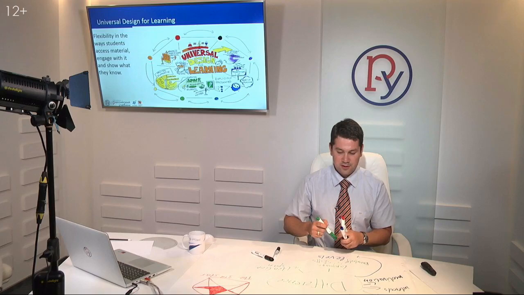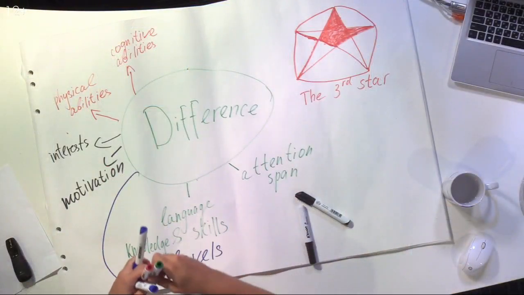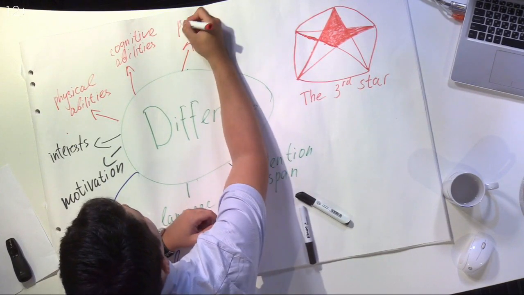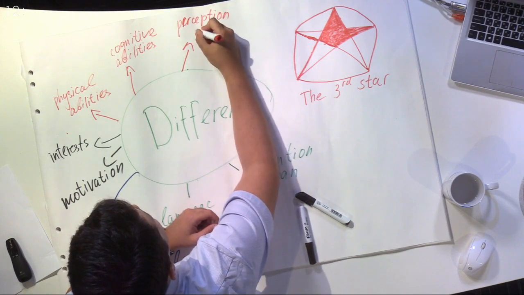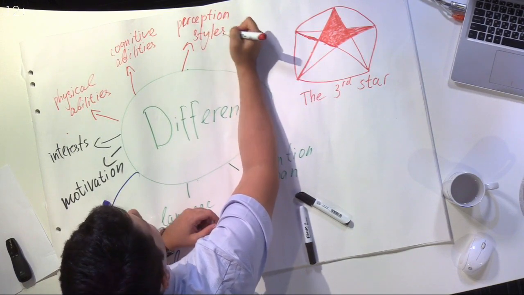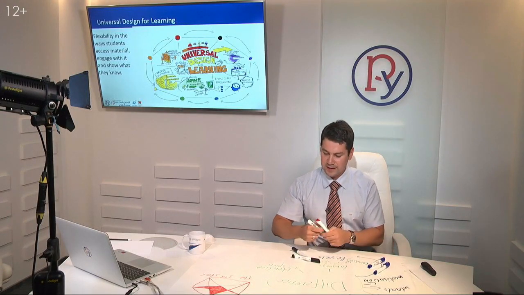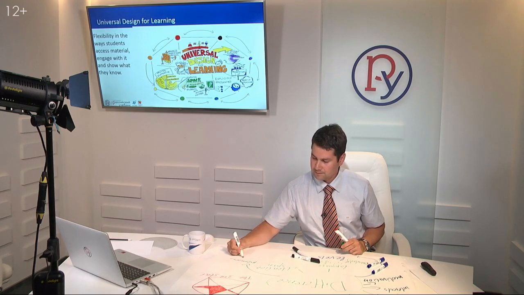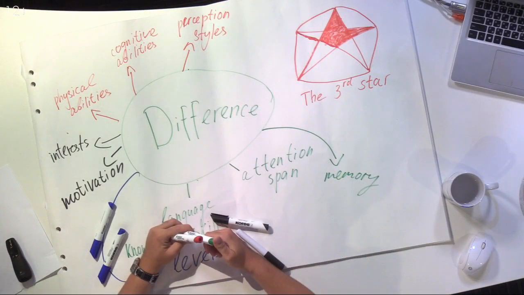Perception, preferred perception channels. I'll put it next to abilities because that's perception styles. Memory, right? Attention span, memory. All right? Can also be put as ability though. Thank you, Ludmila, for this comment. Types of learners, yes, Tatiana.